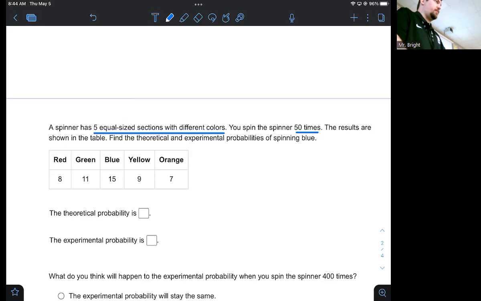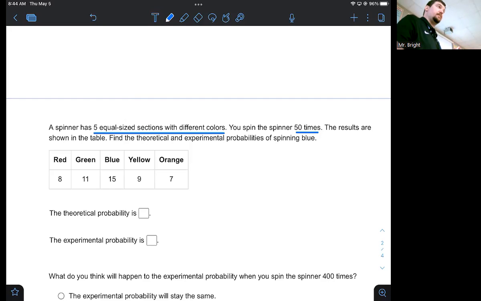We'll start with theoretical. Theoretical probability is based on what we know should happen. According to this, the spinner has 5 equal-sized sections. What should the probability of spinning blue be? Whitney? That's exactly right. 1/5. Do not look at the numbers to answer the theoretical probability.